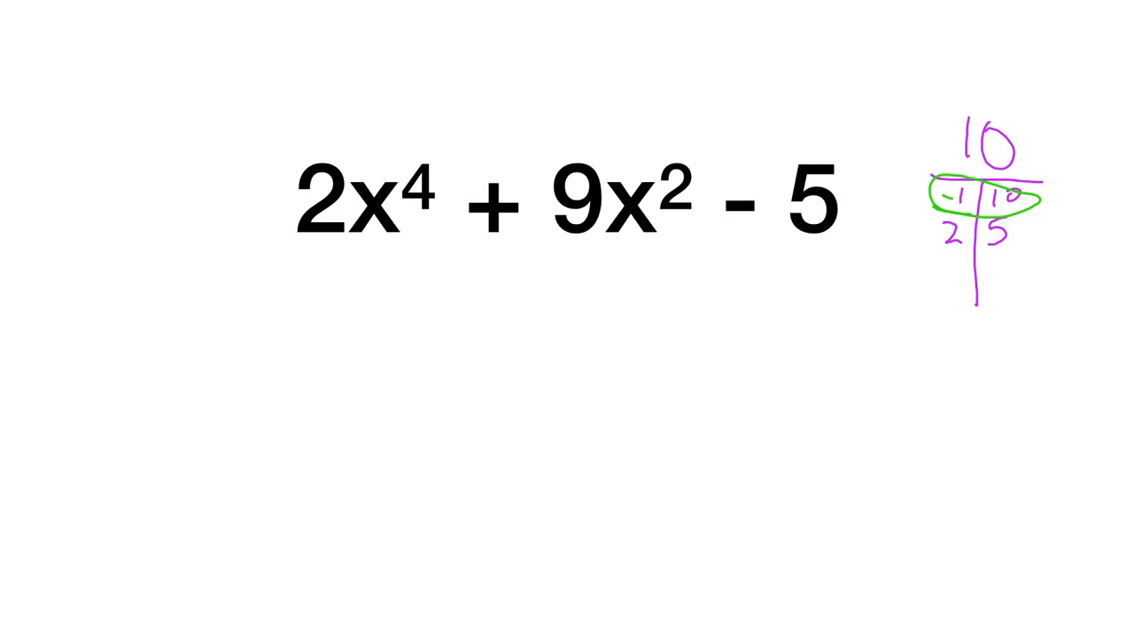So now I'm going to use, let's do grouping this time just for funsies. 2x to the 4th minus x squared plus 10x squared. Notice these two combined become 9x squared, and then minus 5.